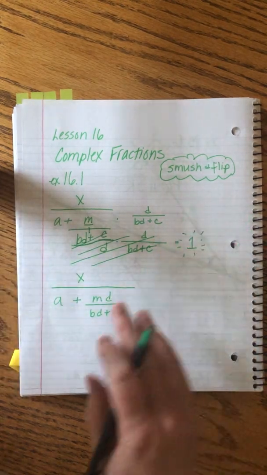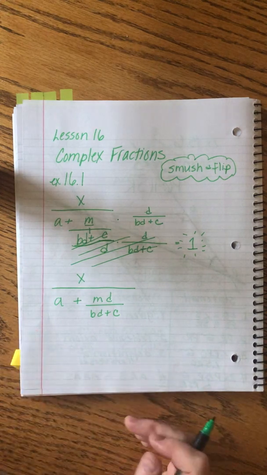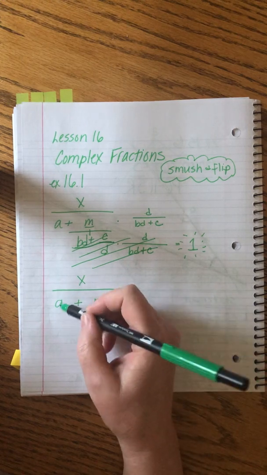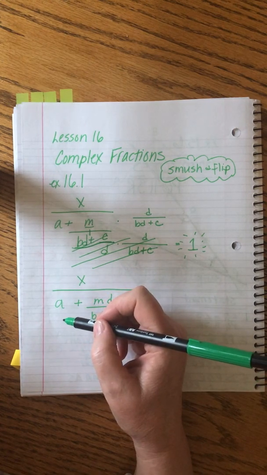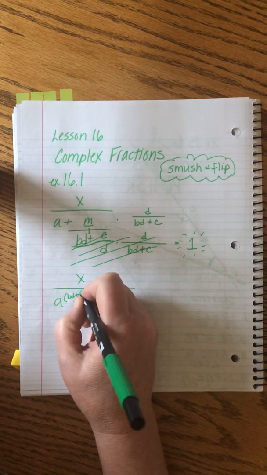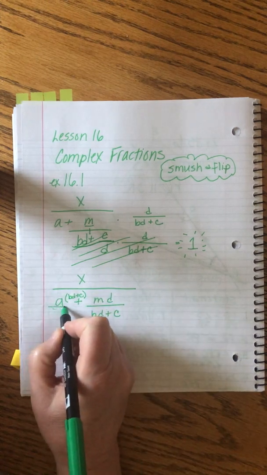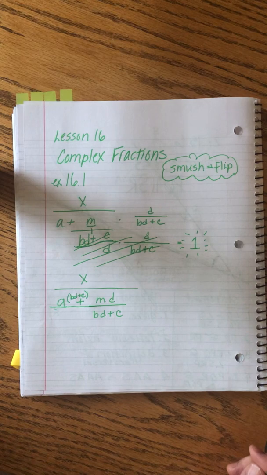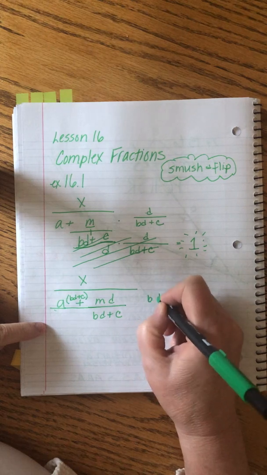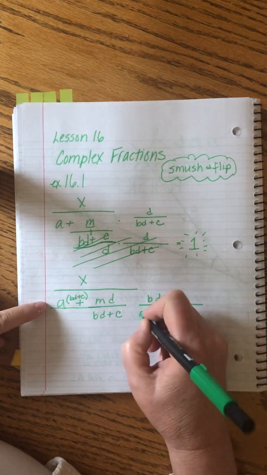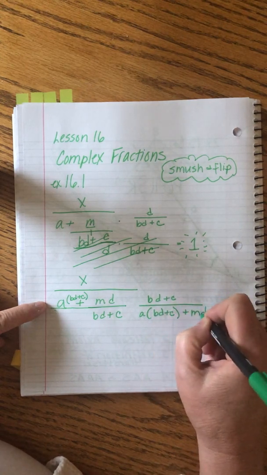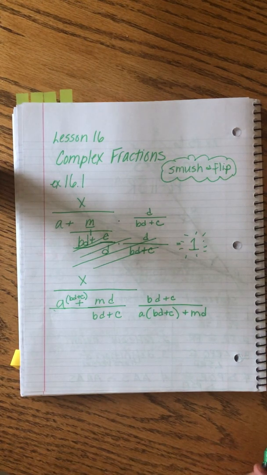Now we're ready to smush and flip again because these are separate, so we have to put them together. Again, I can see that's my least common denominator. I have to multiply this by the same, top and bottom. So what I'm going to do is I'm just going to write BD plus C. That's me multiplying the top. And here's how I show I multiplied the bottom. I just put them together. Now I'm ready to multiply by the reciprocal. BD plus C over A times the quantity, BD plus C, plus MD. It's turning into a lot, isn't it? Quite a lot.